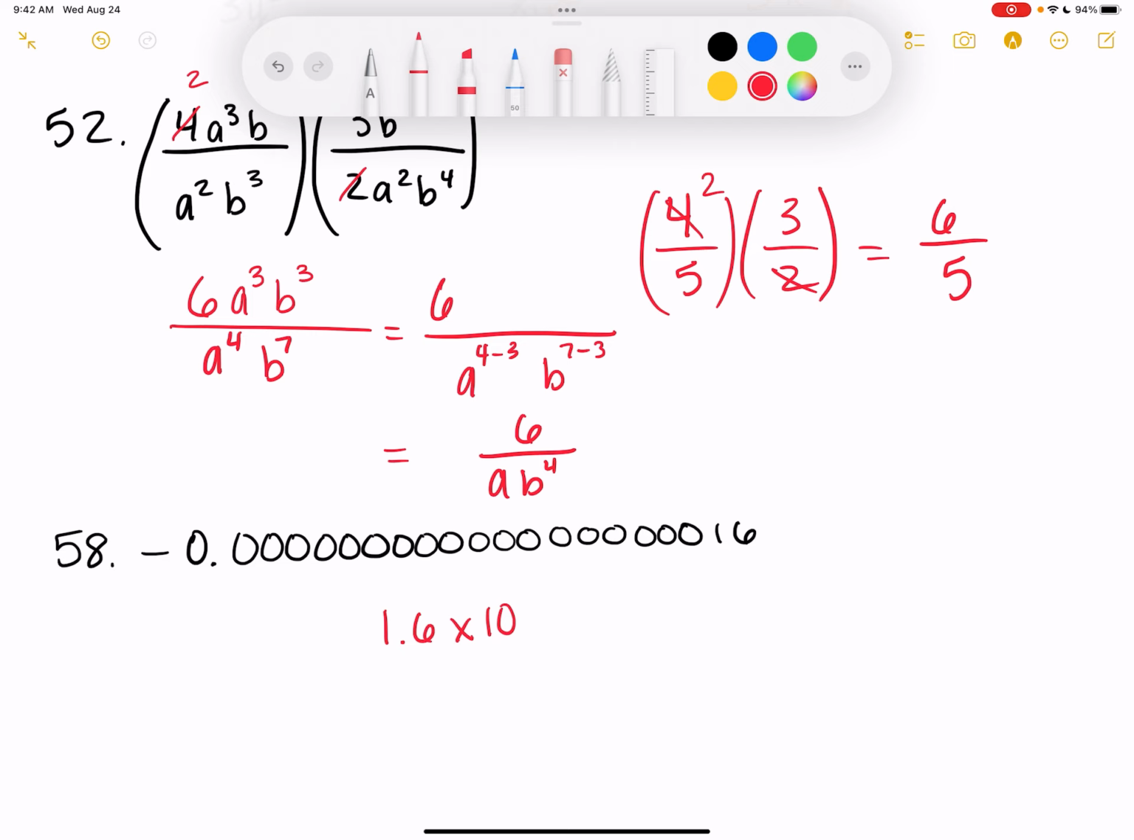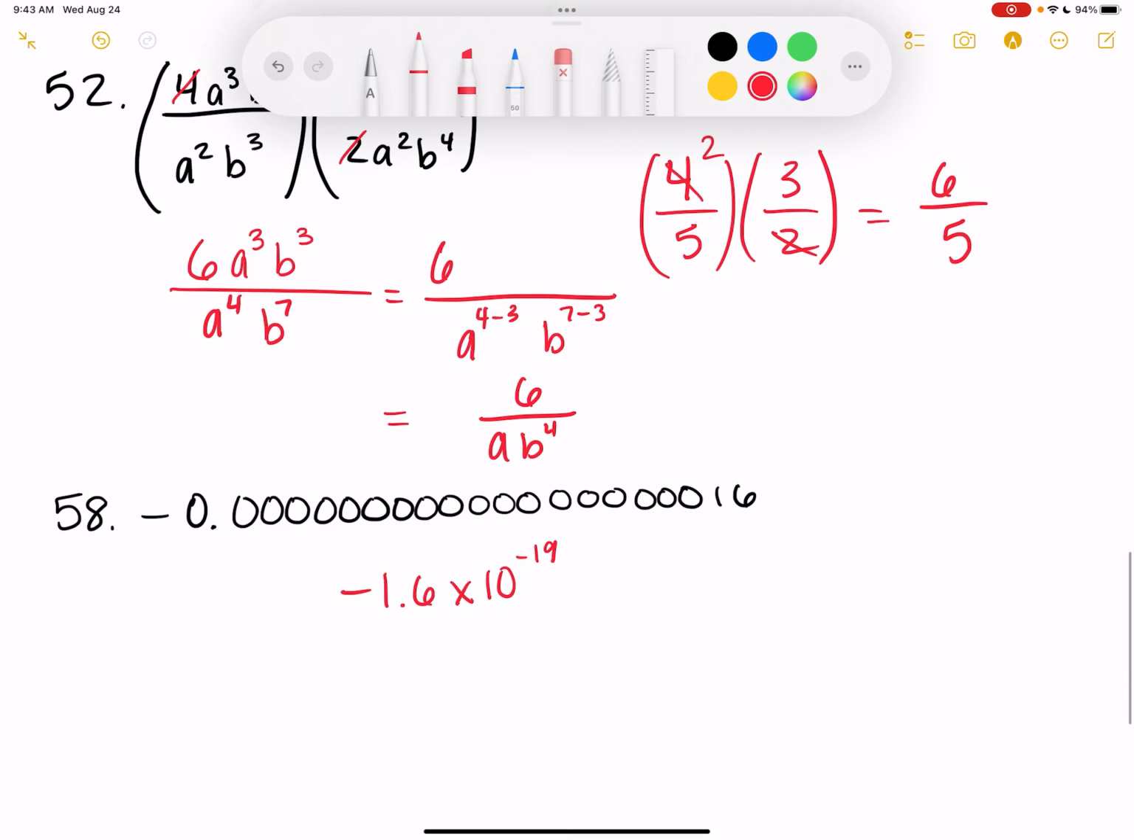Oh, 17. To the 19th. Almost. Negative 19. You're still missing something. Yep, a negative sign in front of the 1.6. Oh, yeah. Wait, why is it negative?